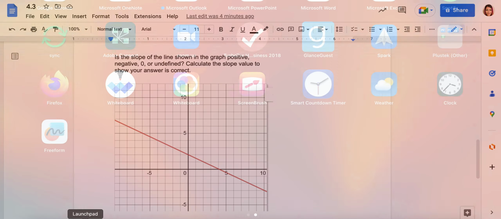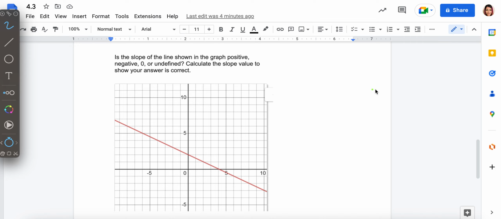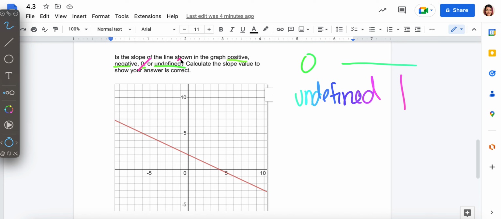And last but not least, this one, it says if the slope of the line shown in the graph positive, so is it positive, is it negative, is it 0 or undefined? Well, we just learned for it to be 0, it needs to be a horizontal line. For it to be undefined, it needs to be a vertical line. So we know it's not either 0 or undefined because this line right here is not vertical or horizontal. So now we need to determine if it's positive or negative.